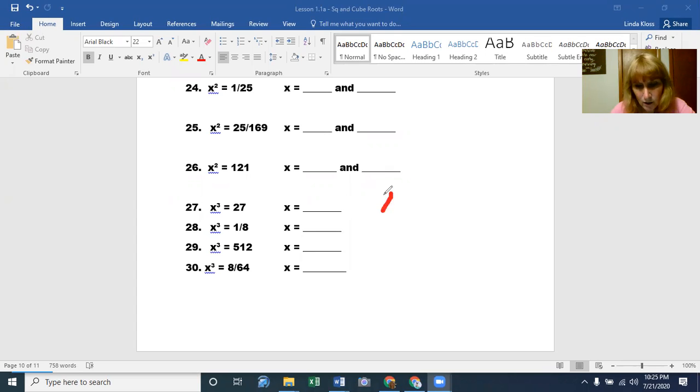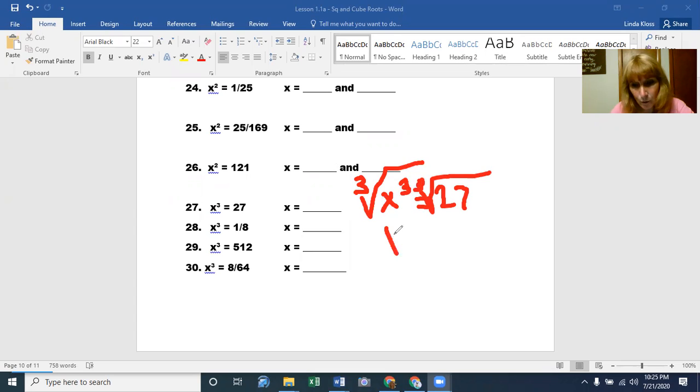So x to the third equals 27 is really the same as taking the cubed root of both sides of the equation, little 3 in there. So the cubed root of x to the third is x. The cubed root of 27, what number times what number times what number, the same number, will give you 27? You said 3, you are exactly right, because 3 times 3 times 3 is 27.